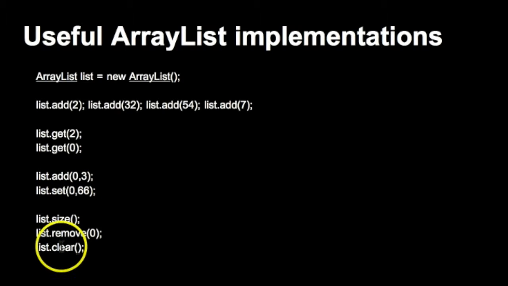And then we have our clear method, which can just clear the contents of our array list and give us a blank or default array list that's initialized.